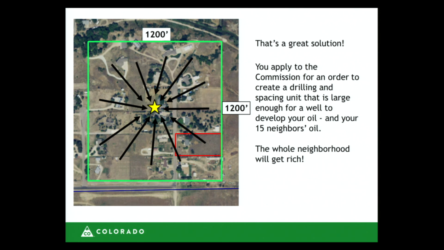So you say, that's great. You apply to the Commission for an order to create a drilling and spacing unit. The unit's going to be big enough that it'll produce your oil and all of your neighbors' oil. So everyone will get rich.